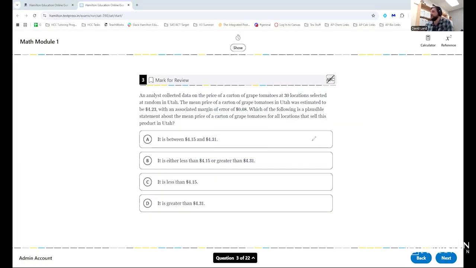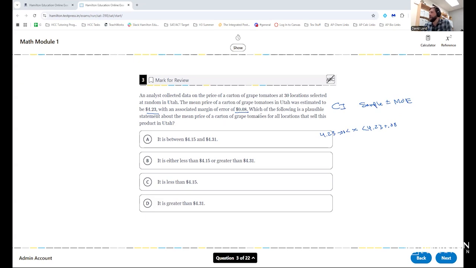Analysis collected data on the prices of a carton of grape tomatoes at 30 locations selected at random in Utah. The mean price of the carton of grape tomatoes in Utah was estimated to be 4.23. So that's also known as the sample mean, with the associated margin of error of 0.08. So generally speaking, when margin of error is given, you're going to do confidence intervals. So the confidence interval is going to be the sample mean plus or minus the margin of error. So in this case, it's going to be 4.23 plus 0.08, and then 4.23 minus 0.08.